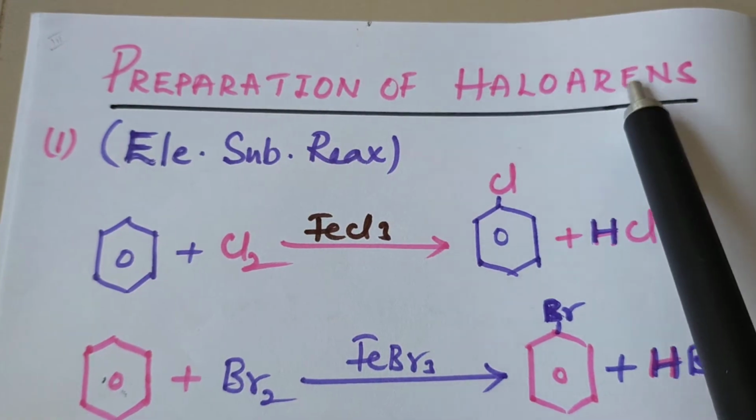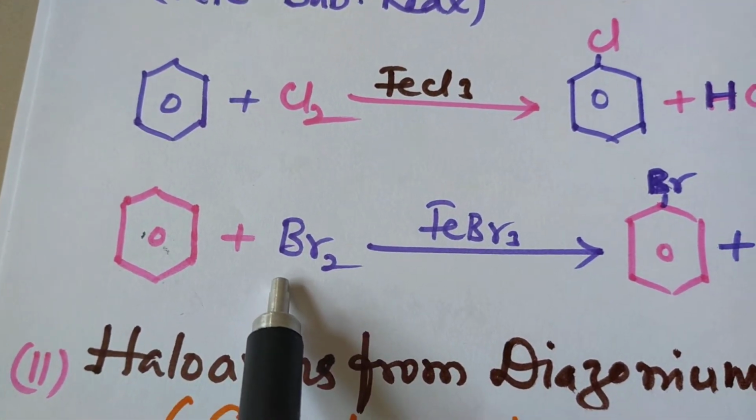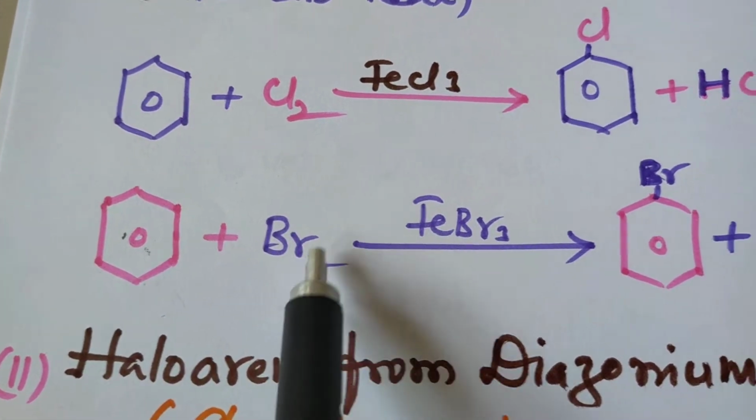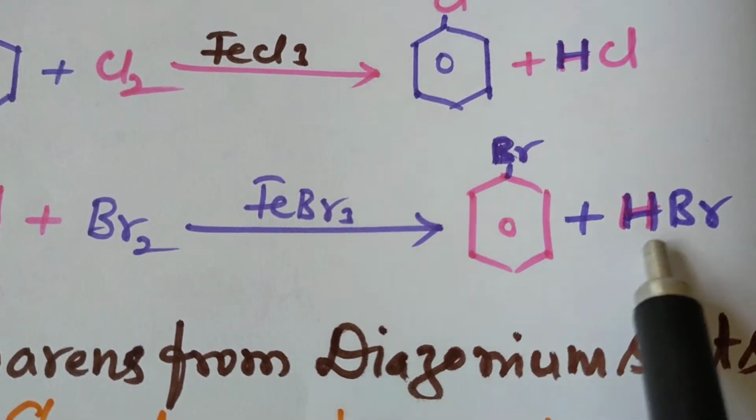Halogen derivatives of benzene are called haloarenes. Similarly, one more example is benzene with bromine. When benzene is treated with bromine in the presence of ferric bromide, it forms bromobenzene and hydrogen bromide.